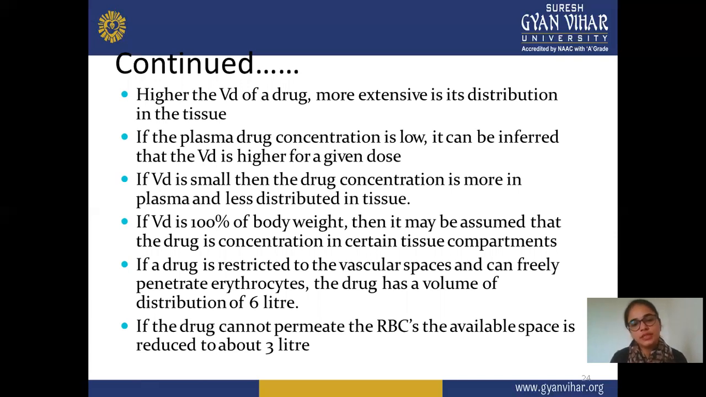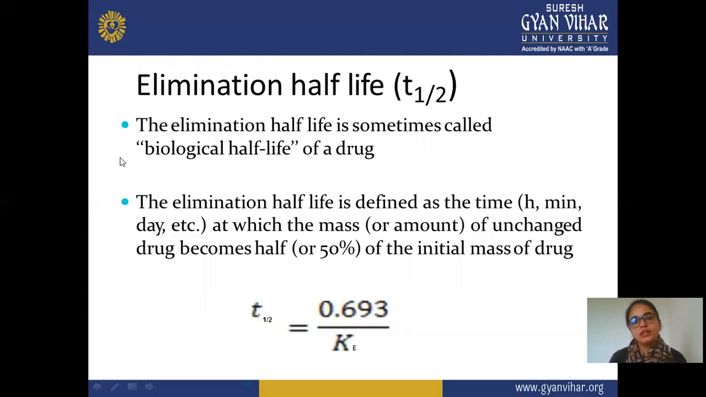Next, if the drug is restricted to the vascular space and can freely penetrate erythrocytes, the drug has a volume of distribution of 6 liters. So this is the vascular space where the drug freely penetrates erythrocytes, and the volume of distribution is 6 liters. And if the drug cannot permeate through RBCs, the available space is reduced to 3 liters, just half. It reduces from 6 to 3 when the drug does not penetrate RBCs or erythrocytes.